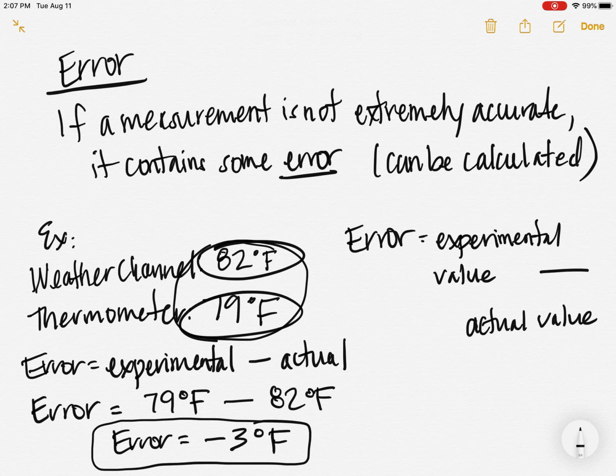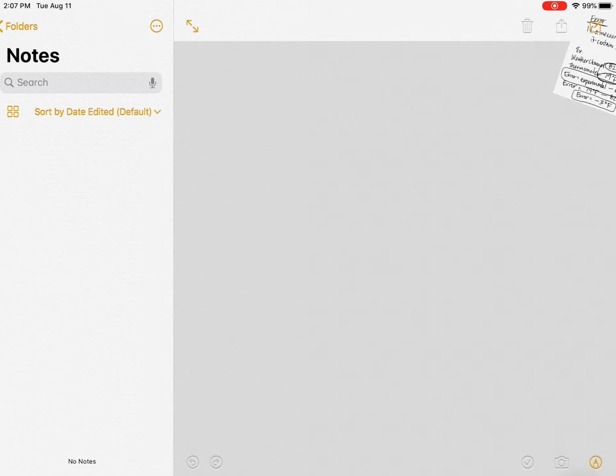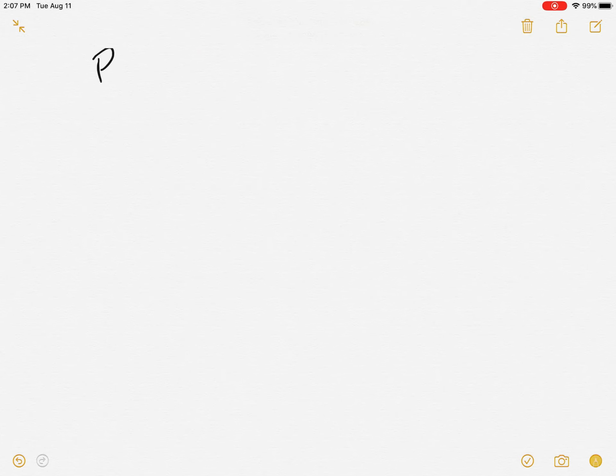So in this case, it's negative. Why is it negative? Well, because the actual value was larger than the experimental value, giving us a negative number. Can error ever be positive? Sure, of course, if the experimental value is larger than the actual value, okay? So error can be both positive and negative, and it's this little formula right here, and it's very easy to calculate.